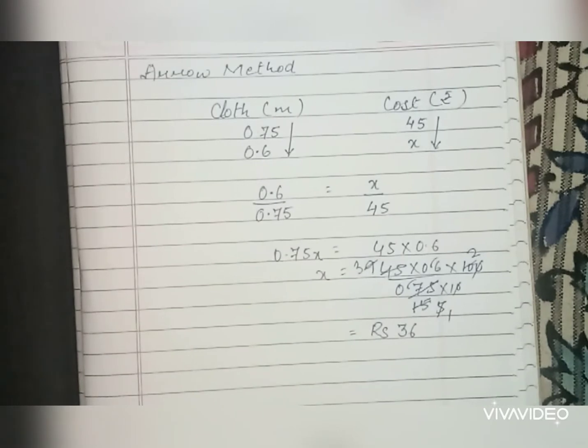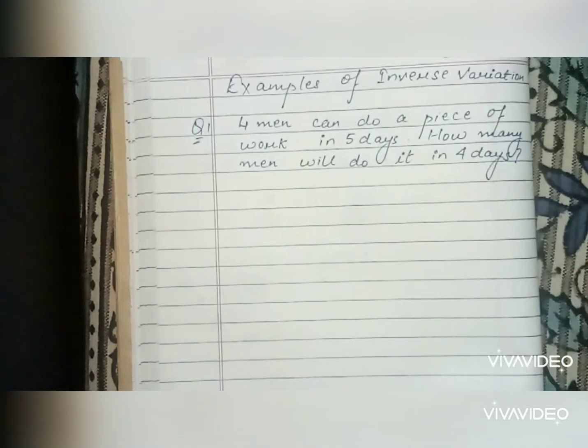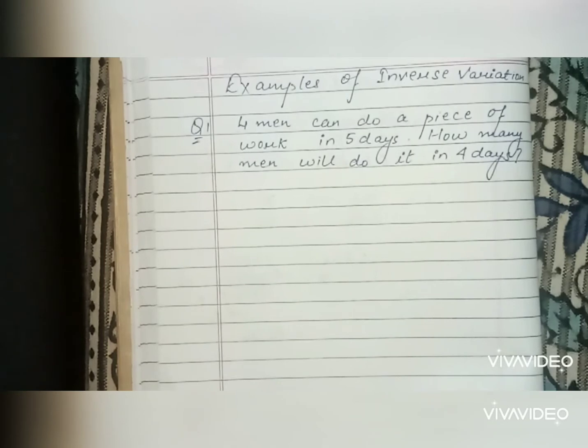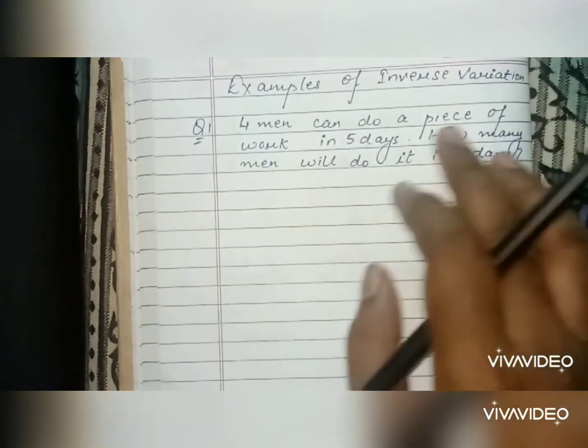Now let's move on to the example of inverse variation. As we know, the definition of inverse variation says that if there is an increase in one quantity, it will cause a decrease in the other, and if there is a decrease in one quantity, it causes an increase in the other. So let's see the question based on inverse variation.